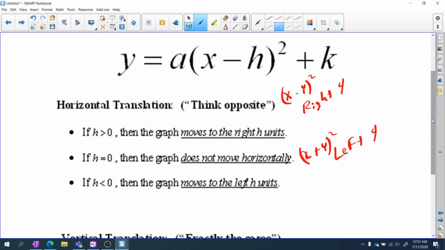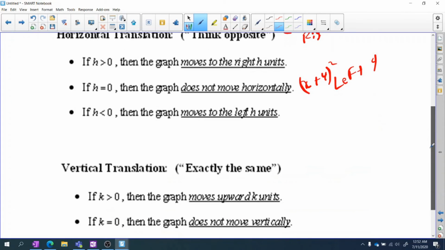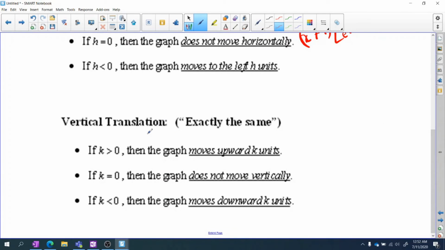And the K value, we said if it's a plus K, it moves up. If it's a minus K, it moves down. Exactly what our brain would think. That's why it says here exactly the same. So if K is greater than 0, it's going to move up K units. If K is equal to 0, it doesn't move up or down, obviously. If K is less than 0, it's going to move the graph down.